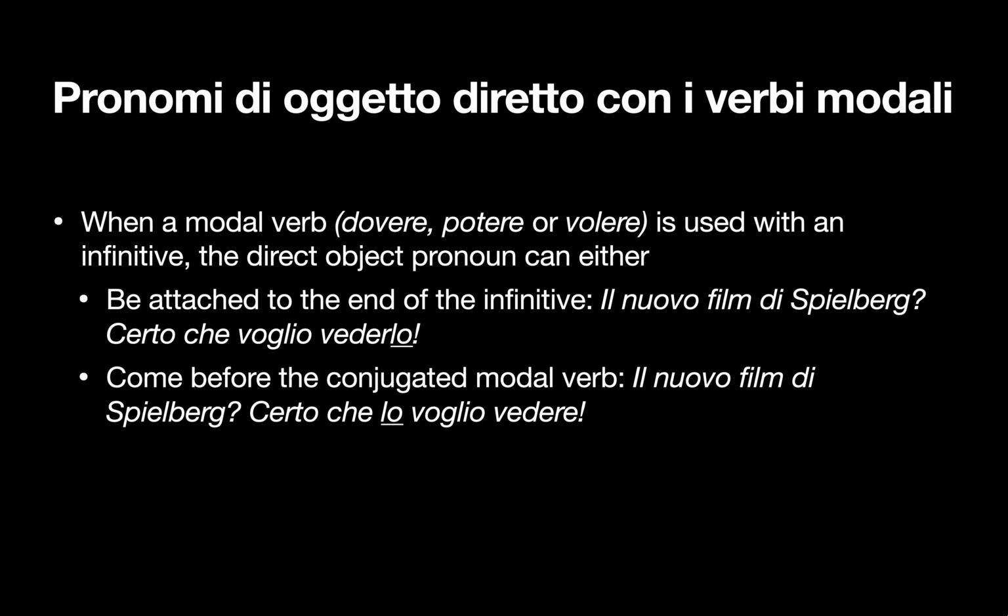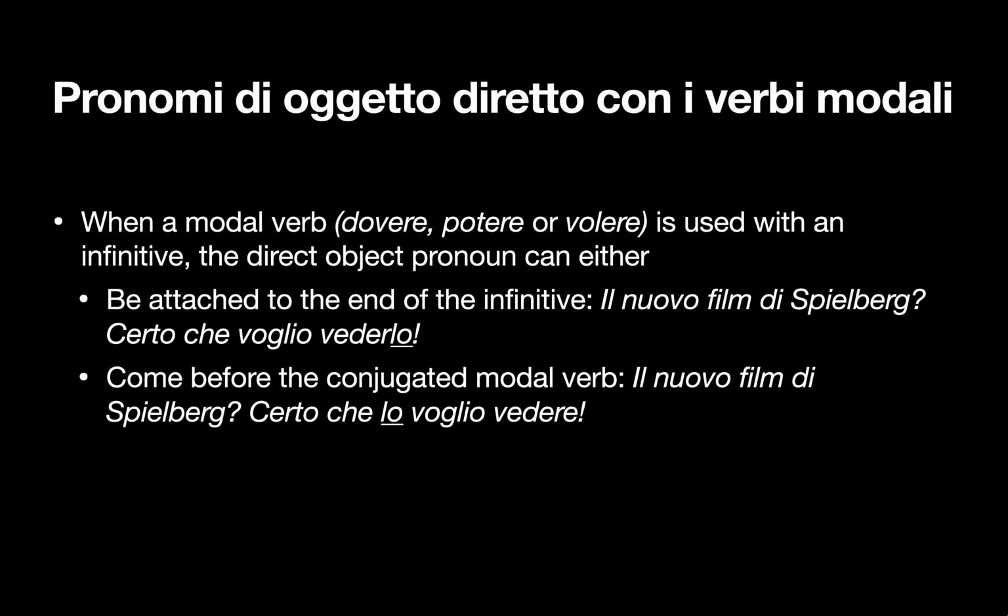Now, if there's a modal verb involved, like dovere, potere, or volere, then the direct object pronoun can either be attached to the end of the infinitive, like we said in the previous slide, that's still an option. So, il nuovo film di Spielberg? Certo che voglio vederlo, is one option.